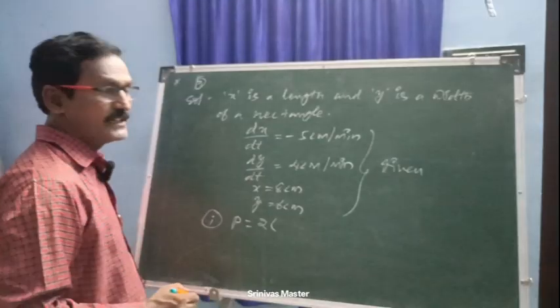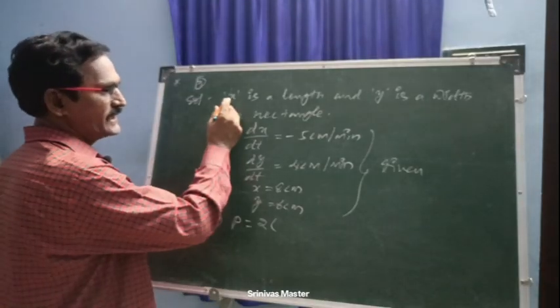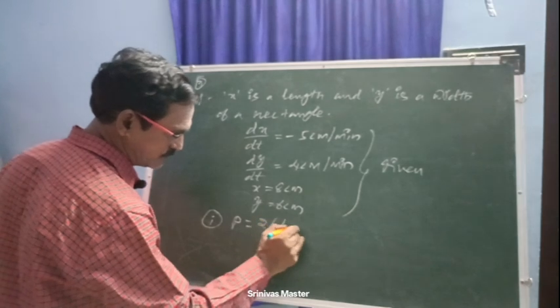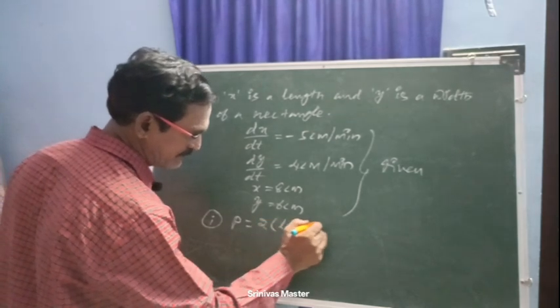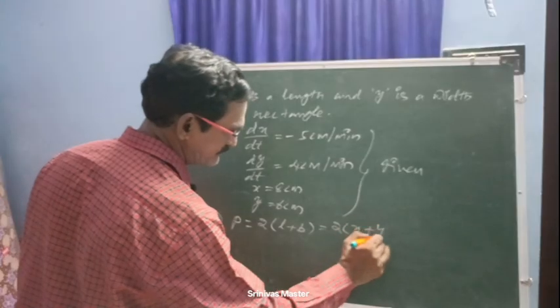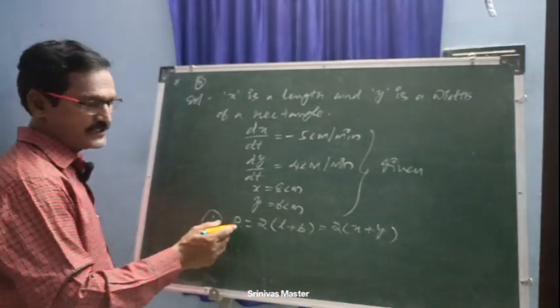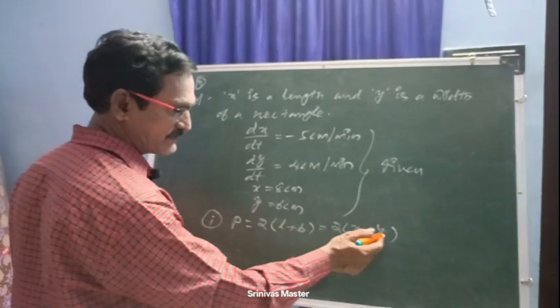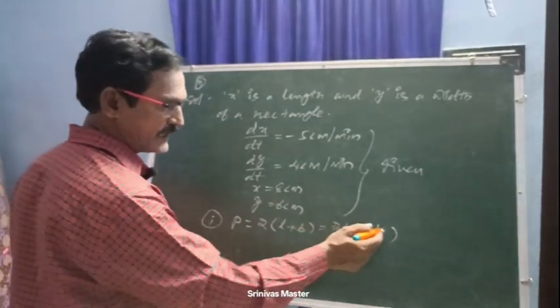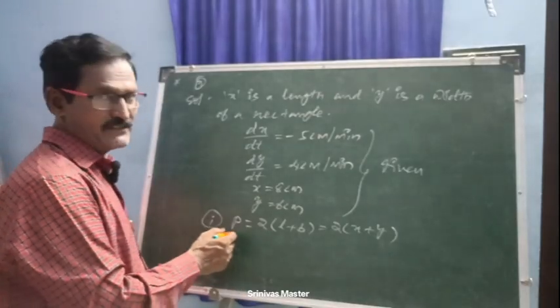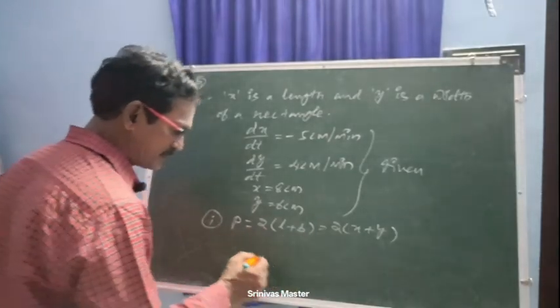2 into L plus B. L means here X. B means how much here? Y. Actually formula is you can write 2 into L plus B, that is equal to 2 of X plus Y. So perimeter of a rectangle P equal to 2 of L plus B, where L and B means X and Y. Hence we can say that 2 of X plus Y. Now you have to do the derivative with respect to t of this equation, P equal to 2 of X plus Y.